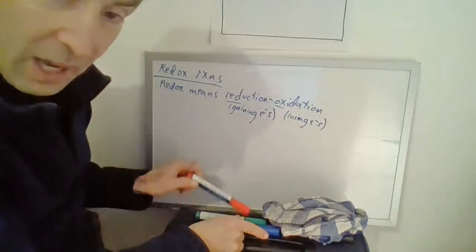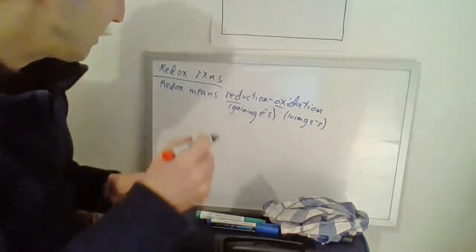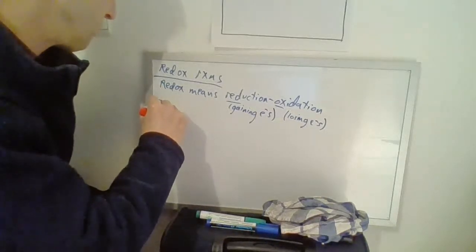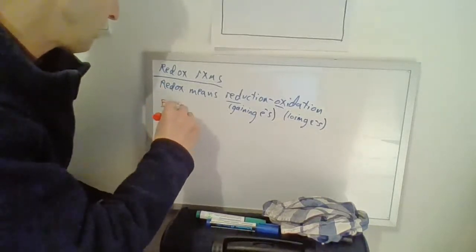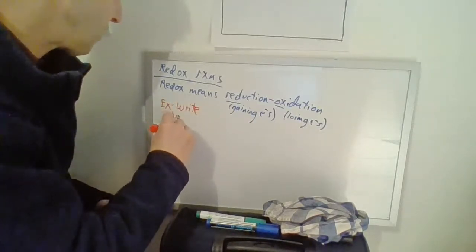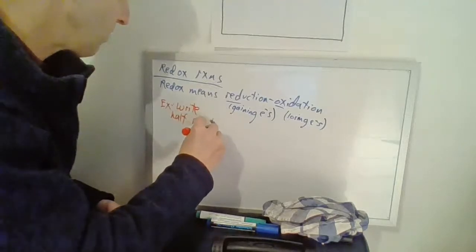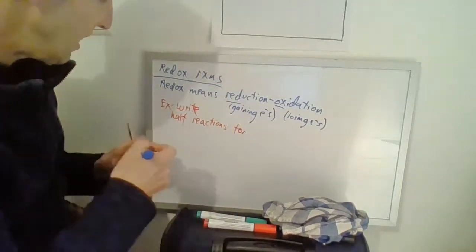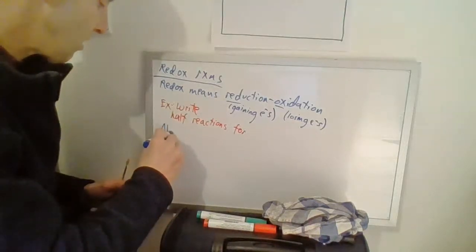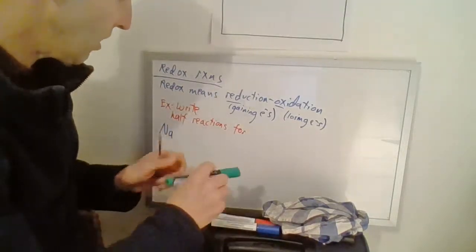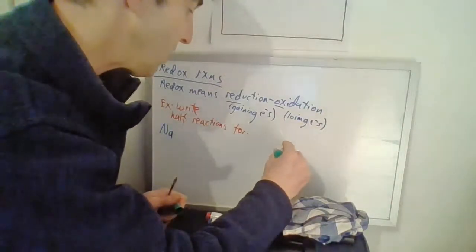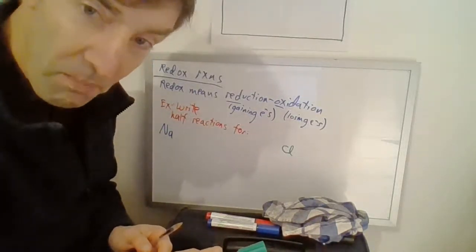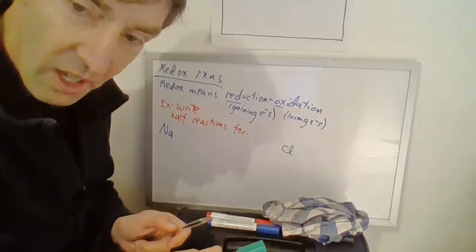Okay, so I'm going to have you write some half reactions for these. By half, I mean one will be undergoing reduction, the other oxidation. Okay, so example. Write half reactions for, let's do Na and Cl. Now you can do this in either word or symbols. Remember we did word reactions or symbol reactions? Maybe we'll do both here.